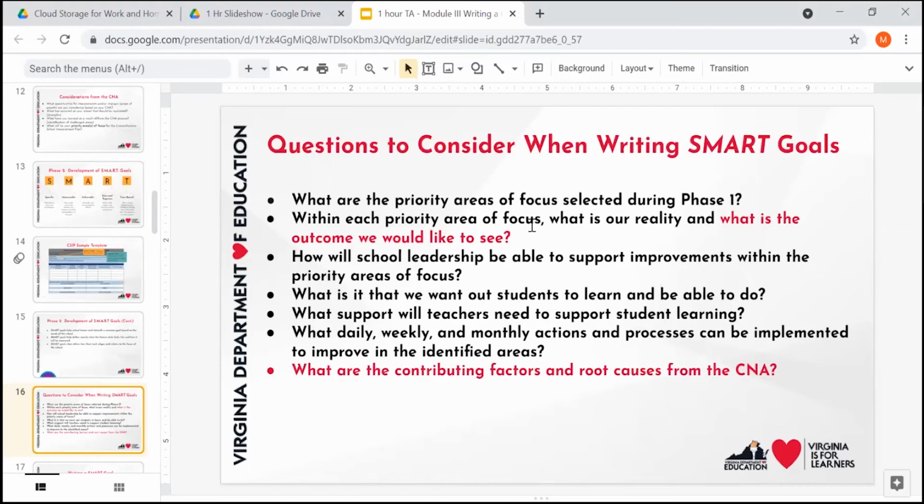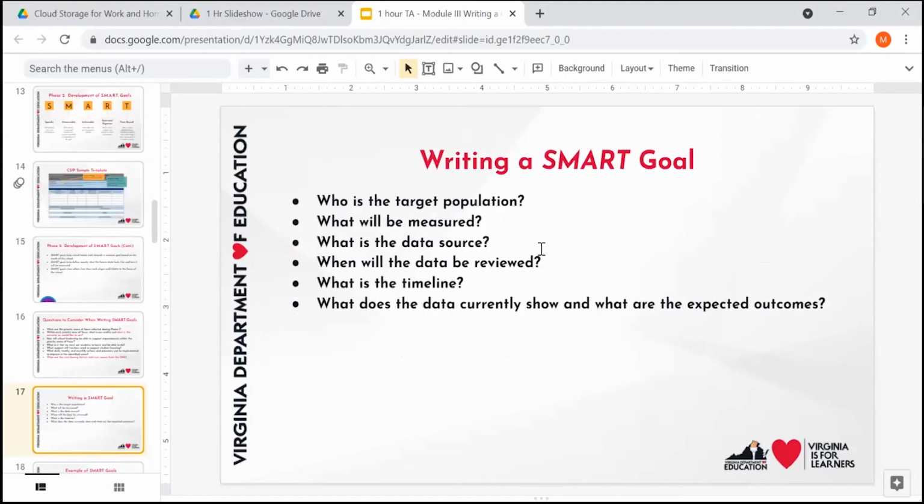And then in red, very important, what are the contributing factors and root causes from our needs assessment? And we never want to lose sight of those root causes. We never want to be looking at the surface things, we really want to get deep into it. When you write a SMART goal, always examine who's the target population, what will be measured, what's our data source, when will the data be reviewed?